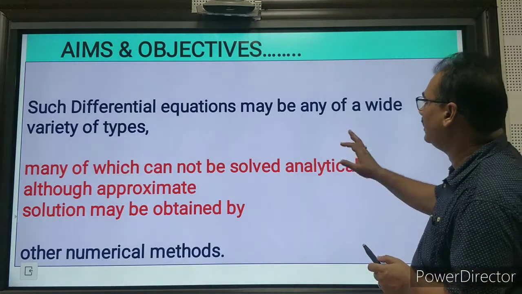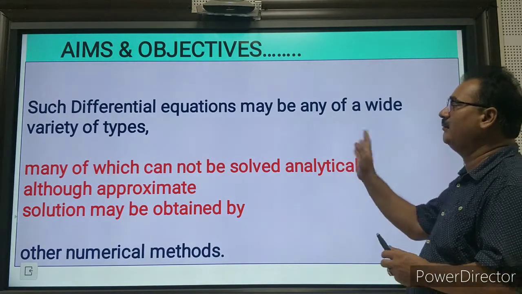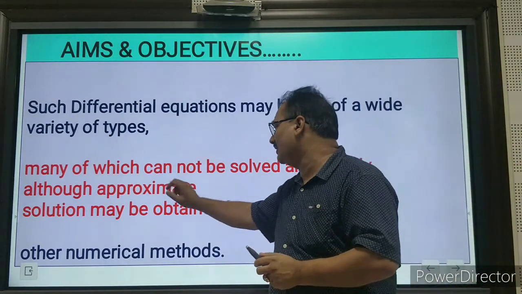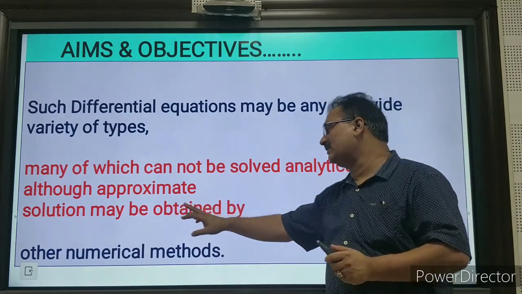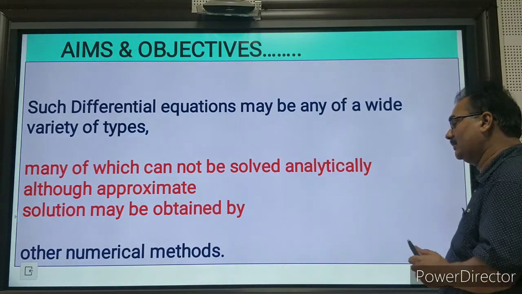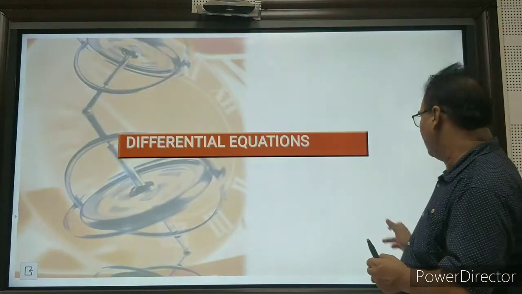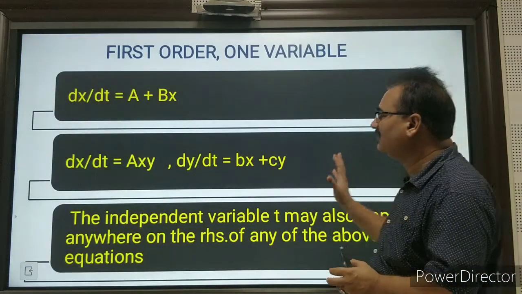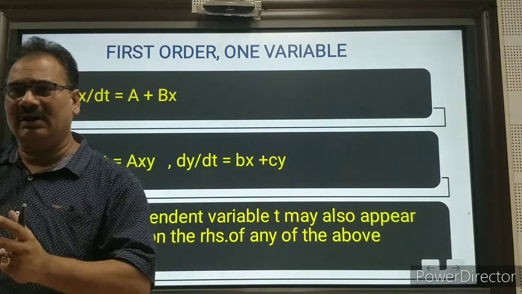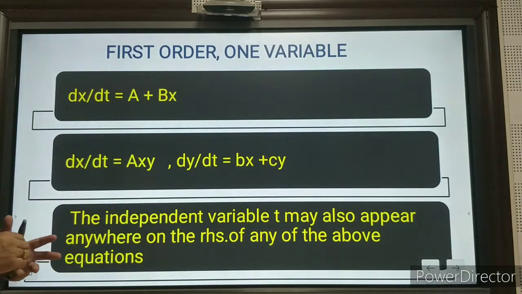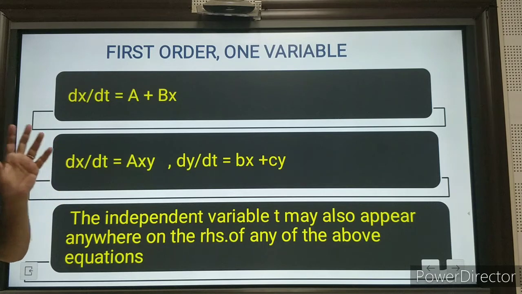Such differential equations may be any of a wide variety of types, many of which cannot be solved analytically, although approximate solutions may be obtained by using numerical methods. So how about this differential equation? What is the basic differential equation? You can say the first order and one variable.